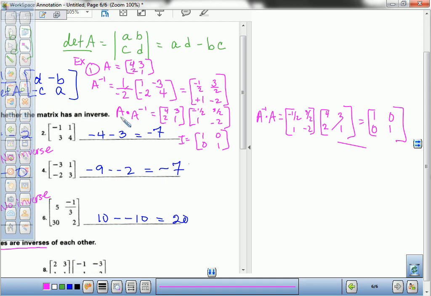So look at this. A times A inverse was the identity. A inverse times A was the identity. And that's a way to prove that you have inverses. When you multiply any two matrices and we get the identity, these two are inverses of one another.